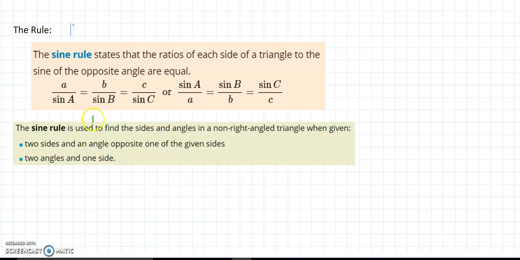We use the sine rule when there are two sides and the angle opposite one of those sides is given, or when we have two angles and one side. Sine rule is the most commonly used rule. Basically, my advice is try to use the sine rule, and if it doesn't work, or you can't set up the equation, then go with cosine rule.